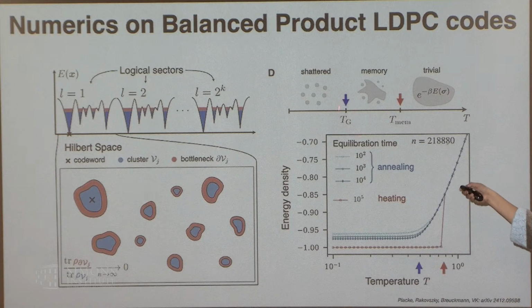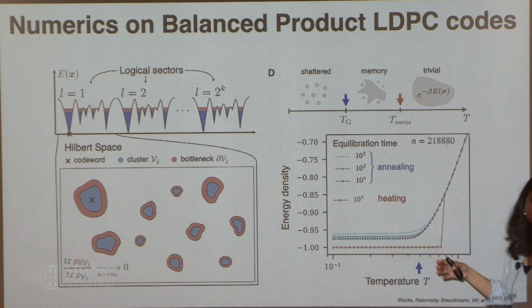On the other hand, below this glass temperature, all of these different minima become stable, and then you start cooling and you fall out of equilibrium, and then you hang out somewhere there.